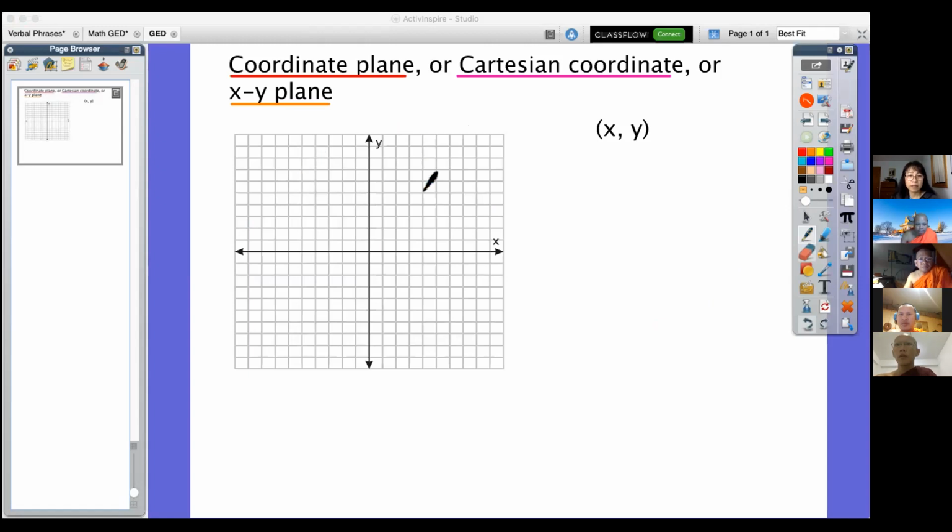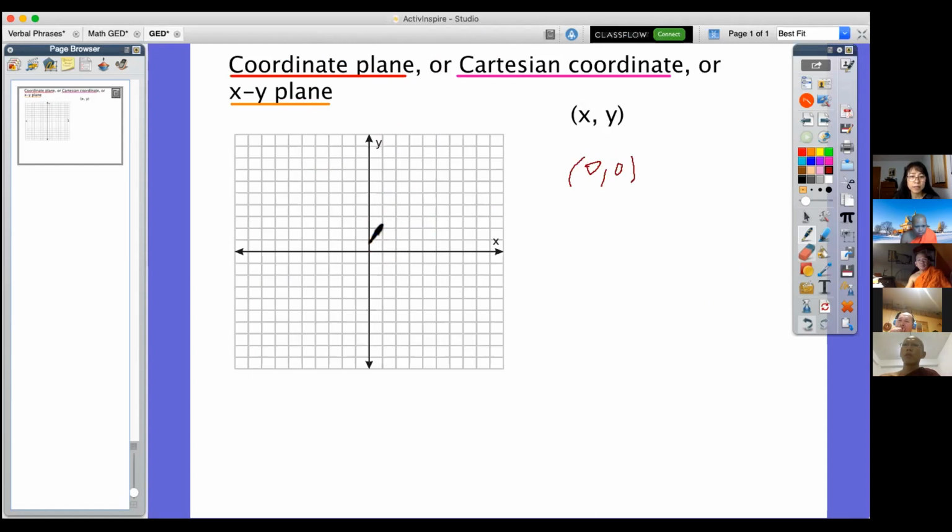Do you remember that this is your coordinate plane, or you can say Cartesian coordinate, or XY plane, with the X and Y axes? Coordinate plane, Cartesian coordinate, or XY plane. You studied this before, right? Yes or no? Okay. So if I have 0, 0, you know where it is? Right here, 0, 0. Right? Okay.